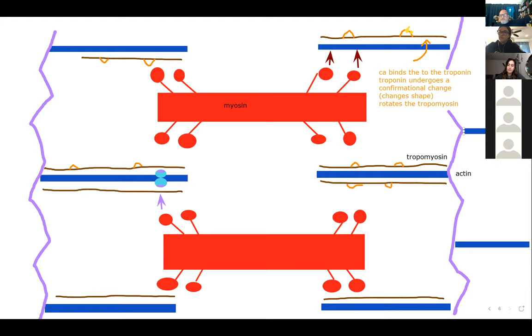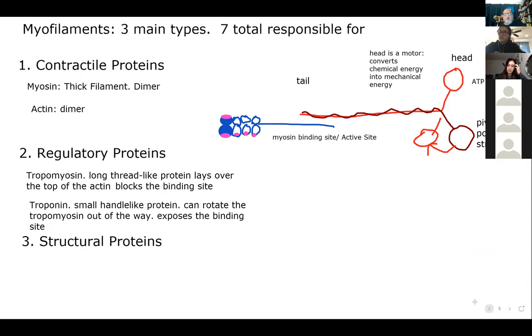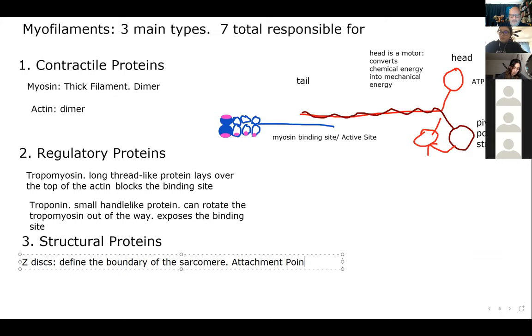But that wall both forms the boundary of this room, but also the boundary of her room as well. And so that's what these Z discs do. Basically, the Z disc serves two main functions. They define the boundaries of the sarcomere, and they're the attachment point for the actin. So they define our sarcomere, and they're the attachment point for the actin.